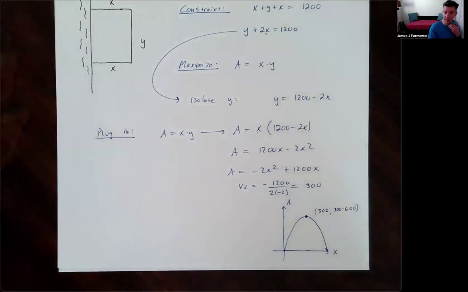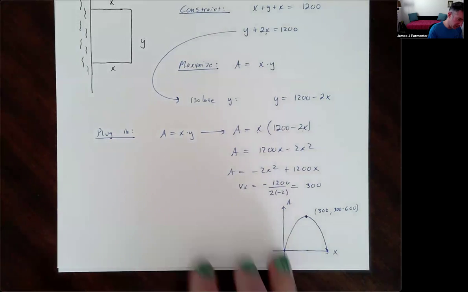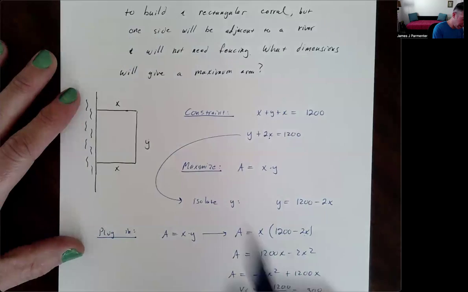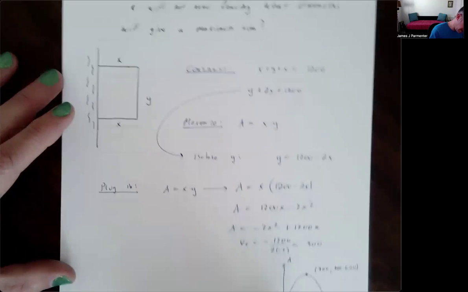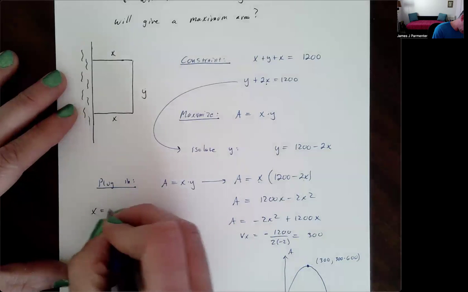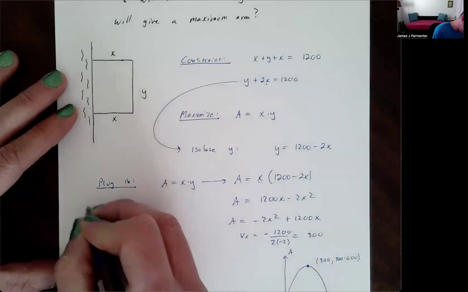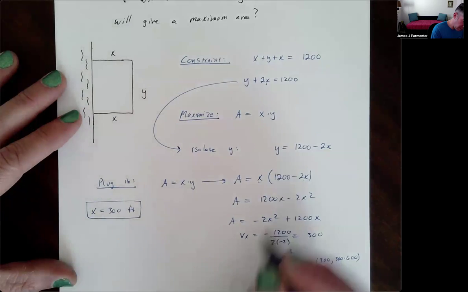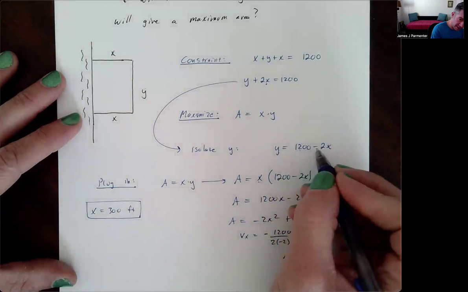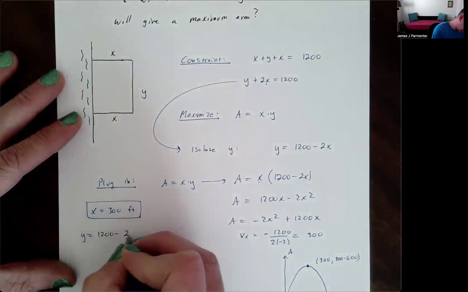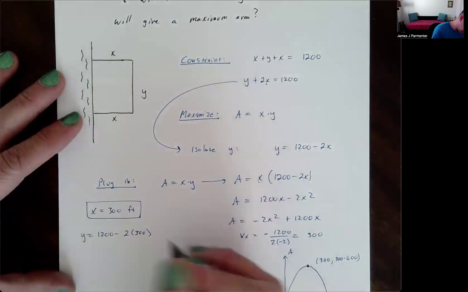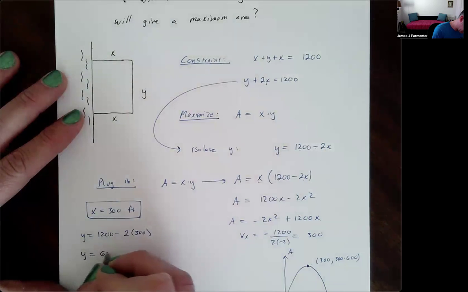But that's not what they're asking for, right? They didn't ask for what the maximum area was. The question was, what dimensions will give a maximum area? So we found that x needed to be 300 feet. And then we know that y is equal to 1,200 minus 2 times x. So y is going to equal 1,200 minus 2 times 300, which we already knew was going to be 600. y is equal to 600 feet.